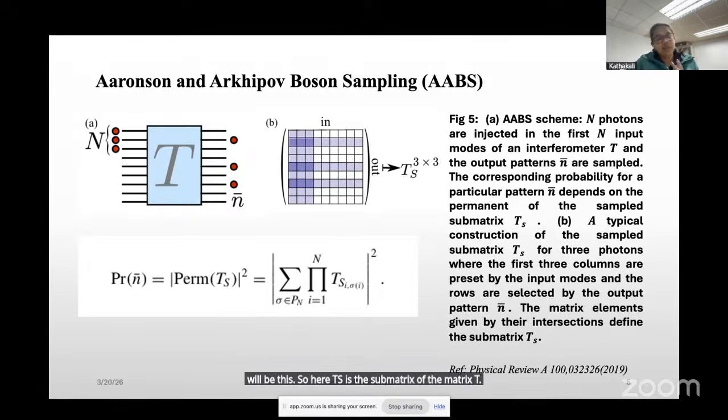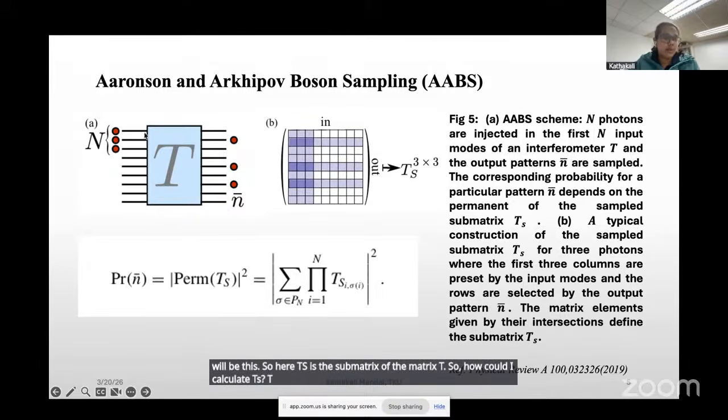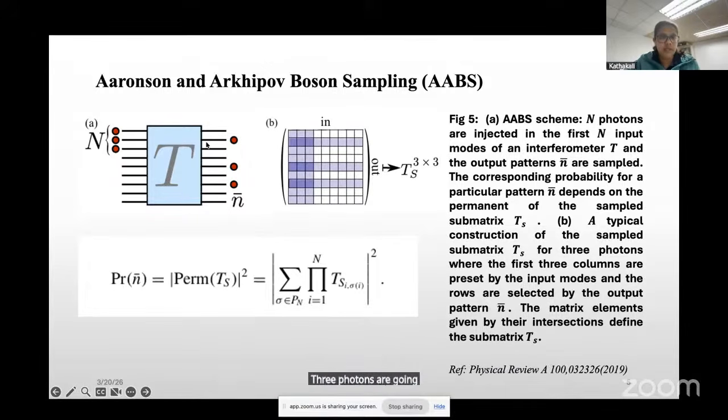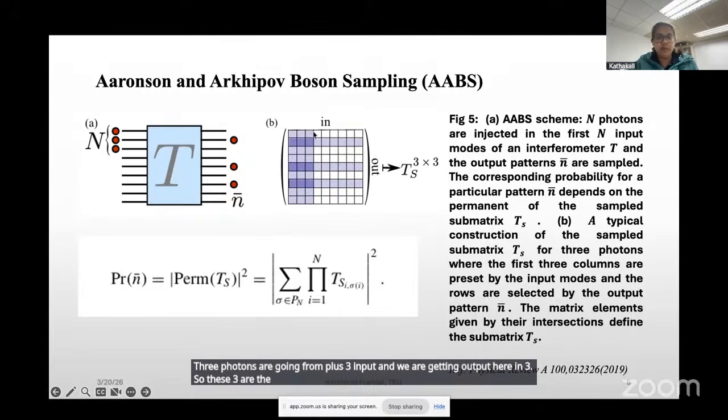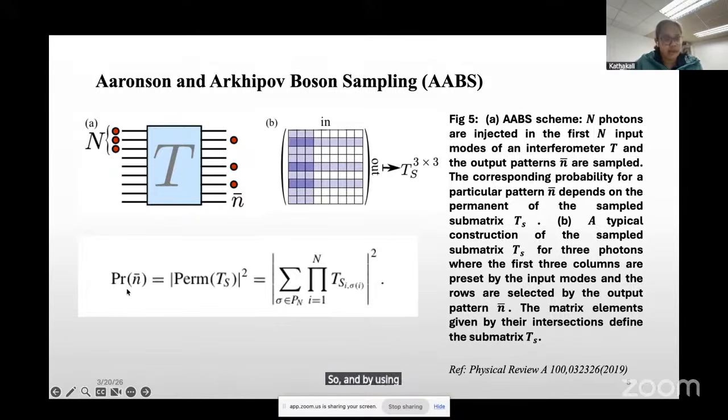So how could we calculate TS? Let's take 3 photons going in from the first 3 inputs, and we are getting output in 3 places. These 3 are the columns, and these rows are the output. Then this matrix will be the TS. And by using TS, we can get the probability.